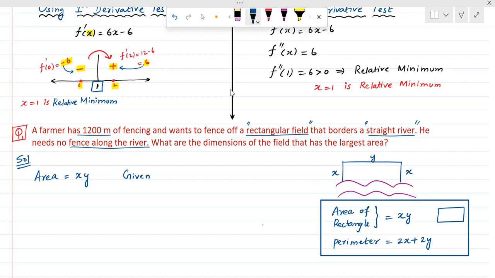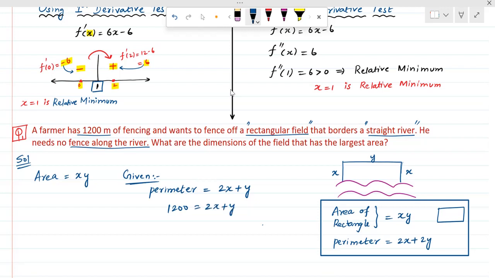the perimeter, the fencing length. The total fencing given in the question is 1200. So what is the perimeter? The given perimeter is equal to x plus y. Why are we not taking 2y? Because there is no fencing on the river side. That's why it is 1y. Which is given by 1200.